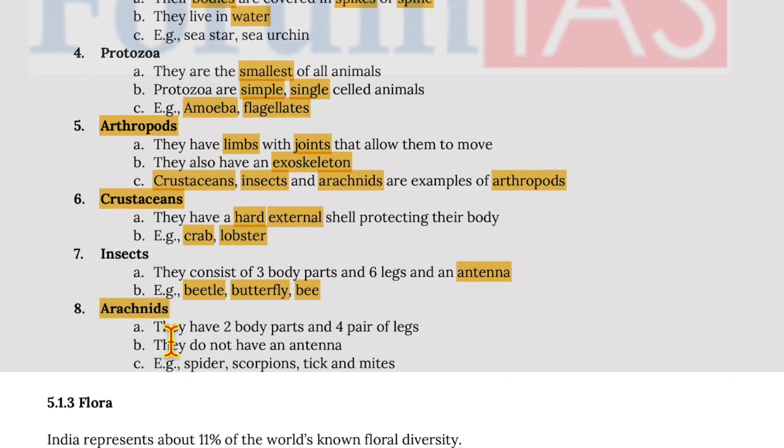Now, arachnids are those organisms that have 2 body parts and 4 pairs of legs. They do not have an antenna. So the difference between insects and arachnids would be the presence or absence of antenna. Now, examples of arachnids would be spider, scorpion, tick, mites, etc.